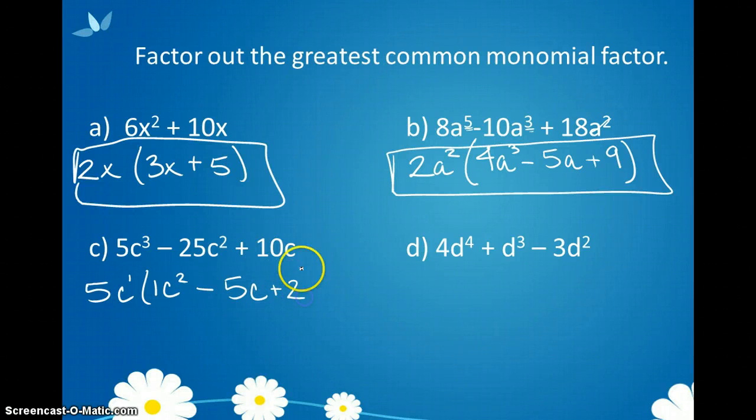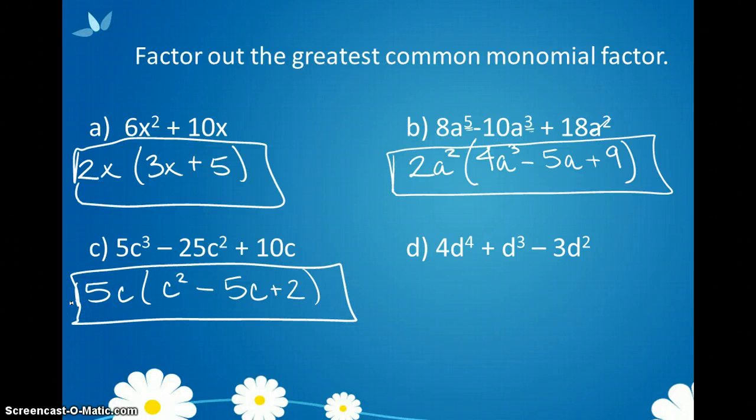5 times what gives me 10? This is a positive 2. Now there's no more c's left over there. One thing I would like to do just to edit, can't have a 1 here, can't have a 1 there. So now I can finally just put my box, and then we're good.